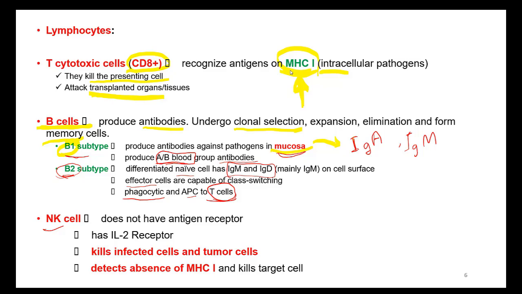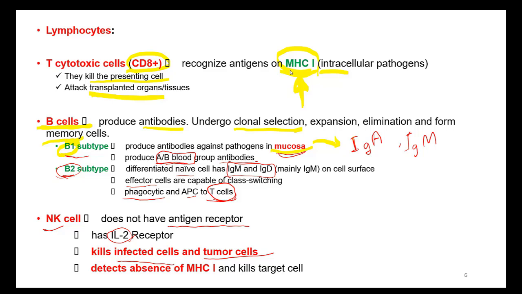This guy does not have an antigen receptor. He has an IL-2 receptor, and as we're going to see later, interleukin-2 is important for activation of cell division, okay, so proliferation. So this guy has an IL-2 receptor, and what they do is that they kill infected cells and they kill tumor cells, okay? How is it that they detect infected or tumor cells?